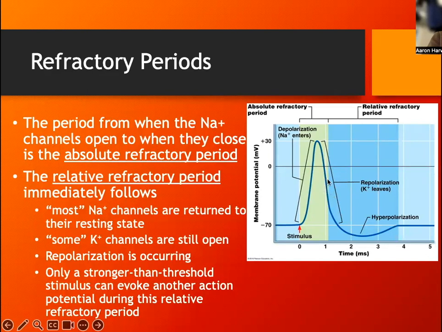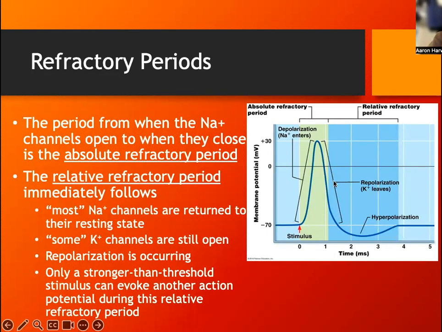Most of the sodium channels have closed and returned to resting states. Some potassium channels are open, but you're repolarizing. And basically, if you introduce a second stimulus that brought you above that -55 millivolt threshold, so if you were right here and you introduce something to bring you up to here, just theoretically, you would be able to stimulate another action potential because you would be able to get above the threshold, release the sodium, create an action potential. So that's pretty much it.